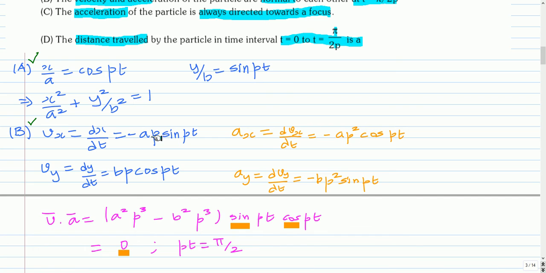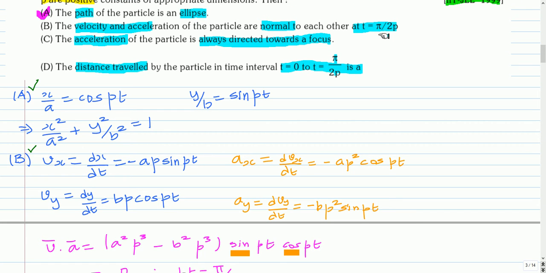So v dot a is vx ax plus vy ay. So this thing into this thing will give this expression. Since a and b are not equal, this factor cannot become 0. So the only way v dot a can become 0 is if one of these two becomes 0.